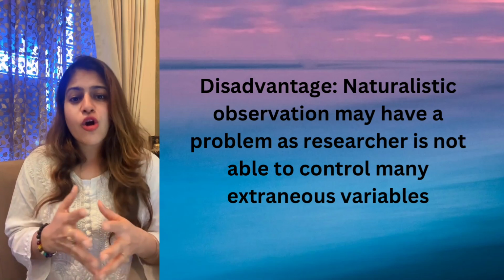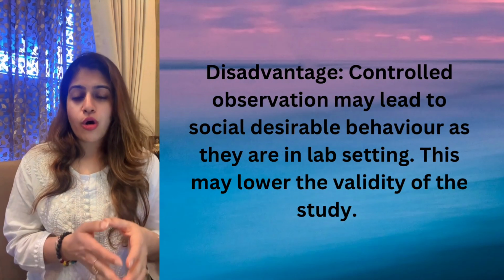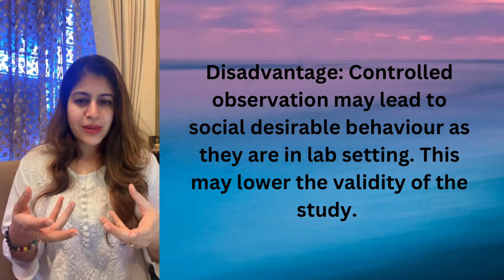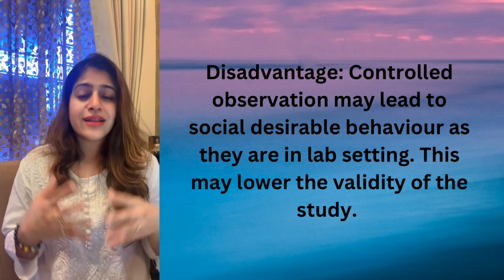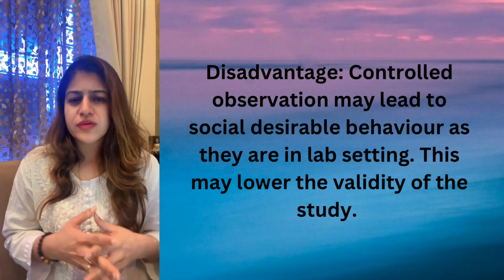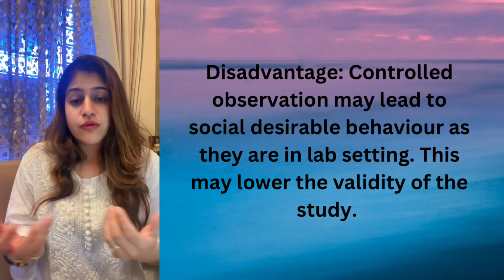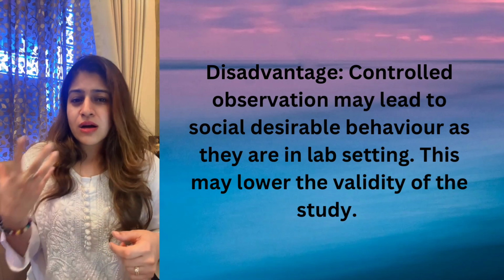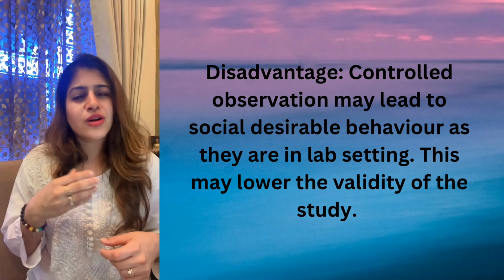in naturalistic observation. The last disadvantage, of controlled observation, is that the controlled observation is kind of a lab experiment where I'm calling the participants, they are in the artificial setting and they know that they are being observed. In that case, I am able to take care of a lot of extraneous variables, which is a good thing. But the problem is that participants might behave in a very socially desirable manner. They know that they are being observed.